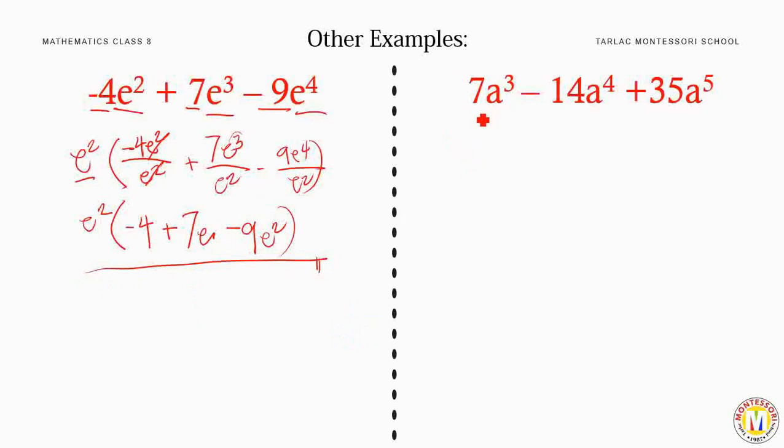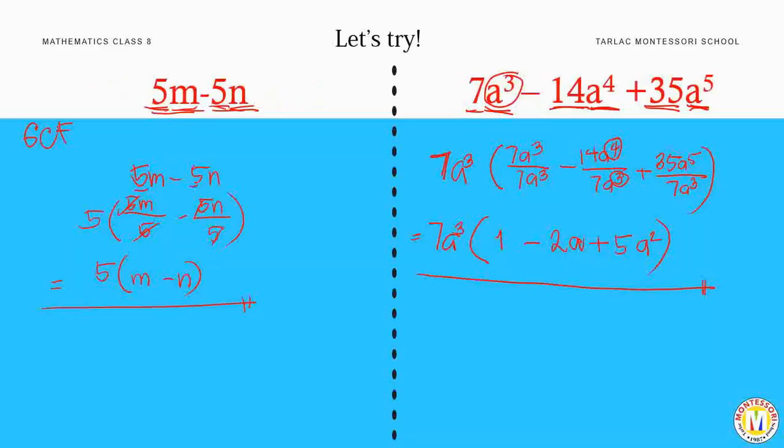The other one, 7a raised to 3 minus 14a raised to 4 plus 35a raised to 5. Now, I think this one is repeated, so we can skip this one. We have already solved that a while ago on this item.